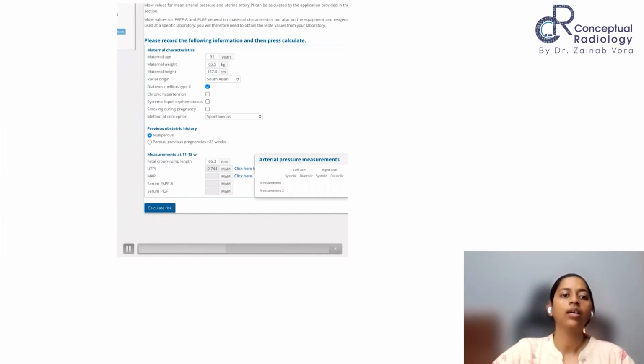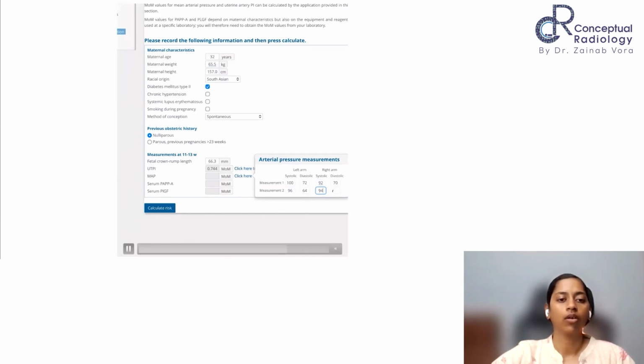So mention that, take previous obstetric history, and then whatever biometry and uterine artery Doppler you have taken, and your staff would have measured the blood pressure in both arms twice. So we are going to put those data here, and by writing these measurements manually, after filling the data, you will get the multiples of median for that age group and the racial group.